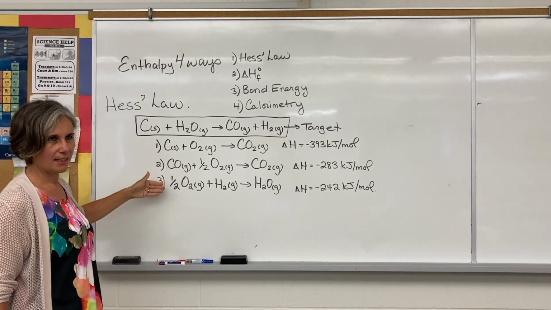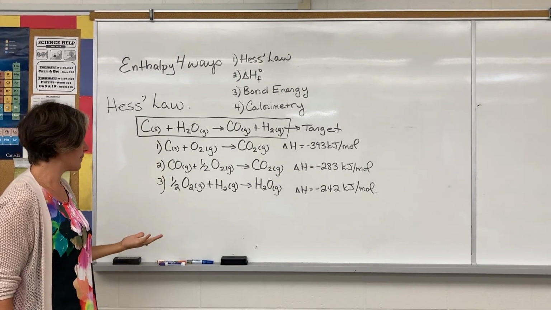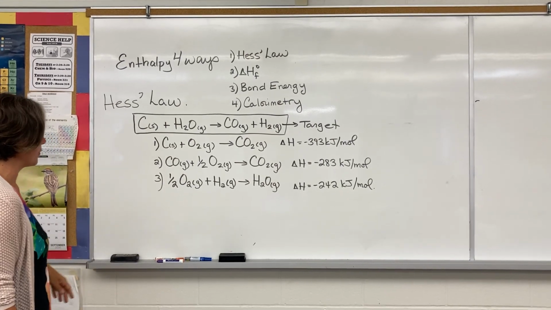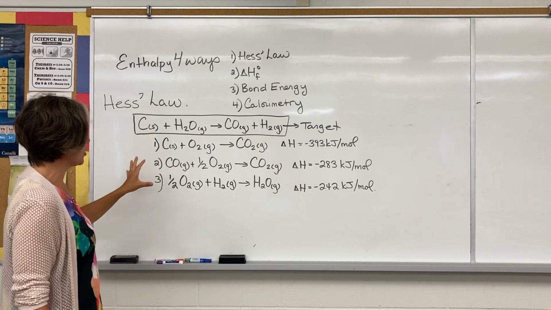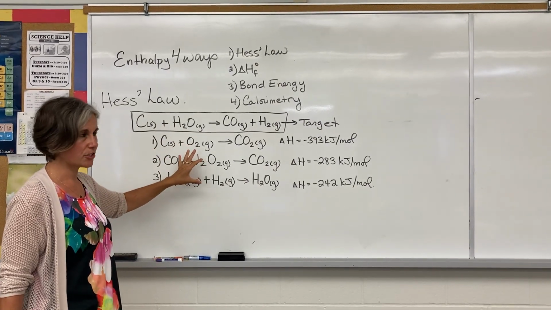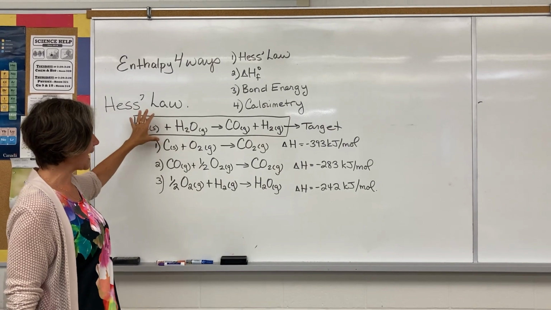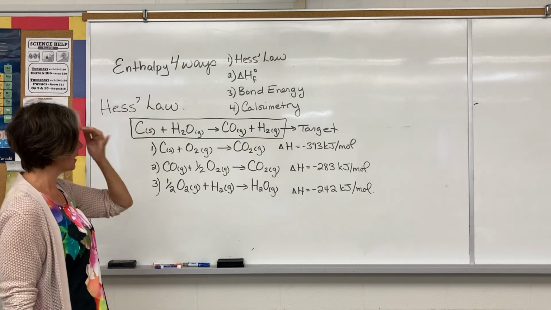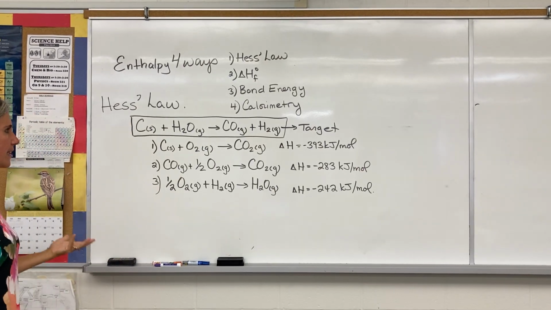Typically there's 3 steps. Sometimes there's 2, there can be even more than 3, but usually we keep it to about 3. So what we want to do is manipulate each of these steps, each of these reactions, such that when we add up these steps, we end up with the target reaction. So I'll share with you my thinking process.